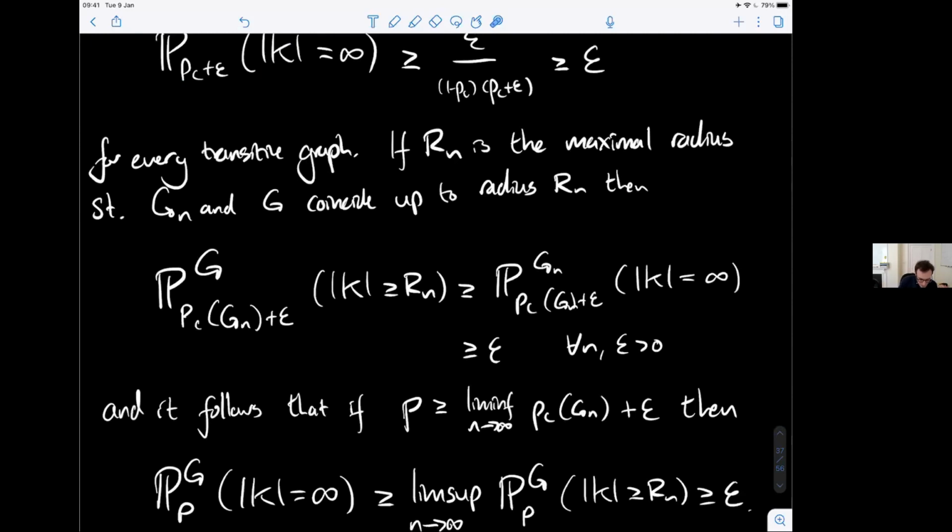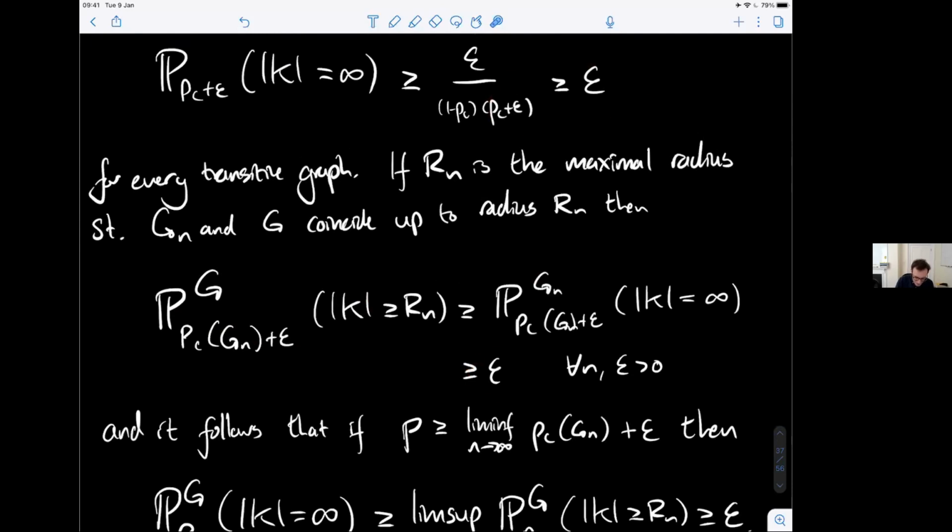Okay, suppose we're epsilon above whatever PC of Gn is, but I'm going to look at percolation on G at this parameter defined in terms of PC of Gn. Suppose I look at the probability that the volume of the cluster of the origin is at least Rn. Well, G and Gn coincide up to radius Rn, so I can couple percolation on G and Gn so that they do the same thing inside this ball. And trivially, if the cluster is infinite in Gn, then it must have size at least Rn in G, because it's going to reach the boundary of this ball, and they're the same inside the ball. Okay, so I get this inequality, and then from this sharpness result, I get that this is at least epsilon.